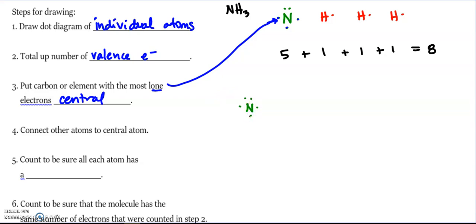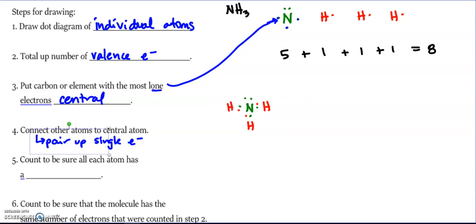Okay. And then it says connect other atoms to the central atom. And to do this means we're going to pair up single electrons. So each of my hydrogens is going to place one of their electrons next to one of nitrogen's single ones, like this. You see how I had 3 open spots on nitrogen and 3 hydrogens to fill the spot.